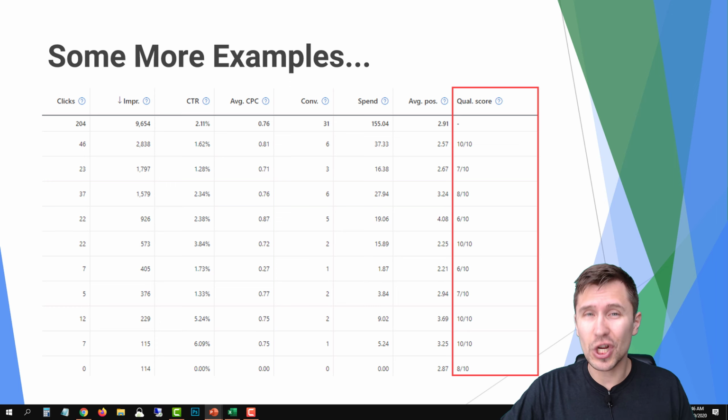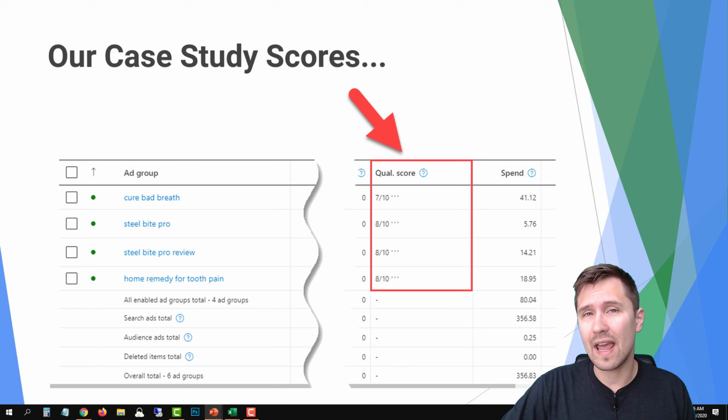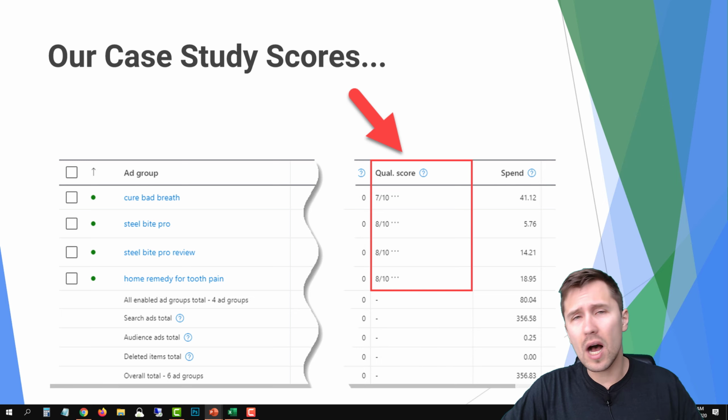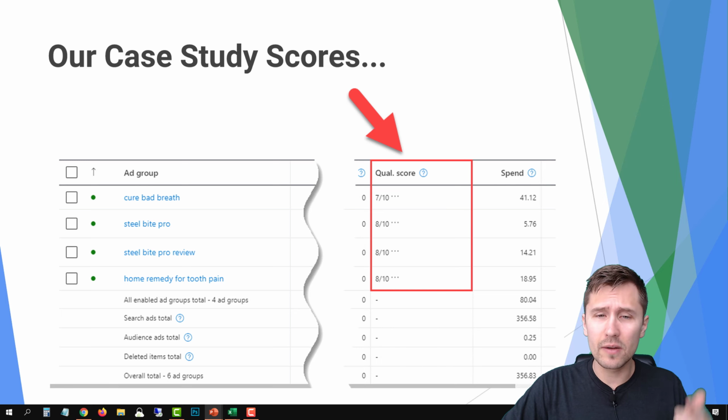And I took a screenshot after our optimization, guys, and here are the results of our quality scores. 8s and 1 7. Huge improvement, okay? This is excellent, okay? So quality scores have gone up, and our cost, how much we're gonna pay per click for this campaign, is gonna go down because of this.